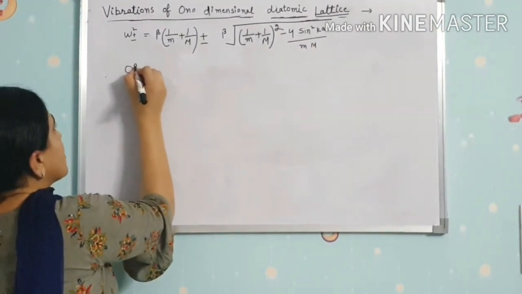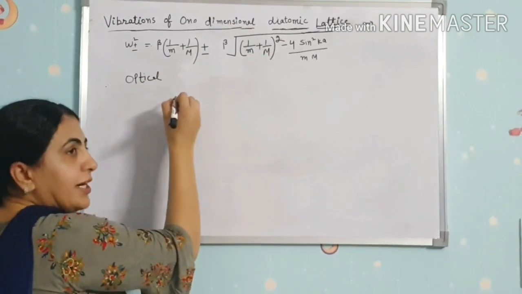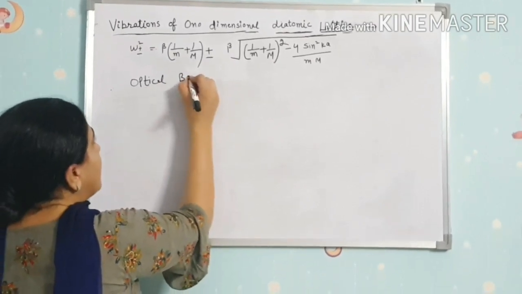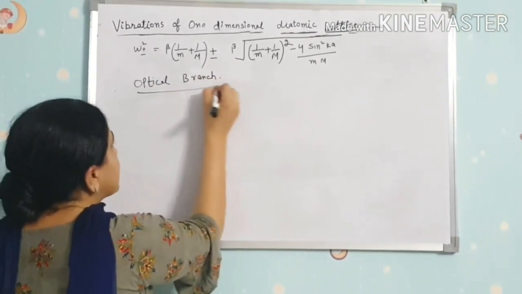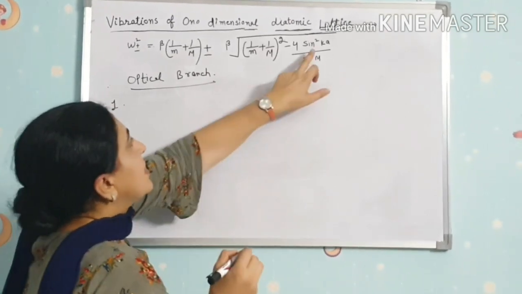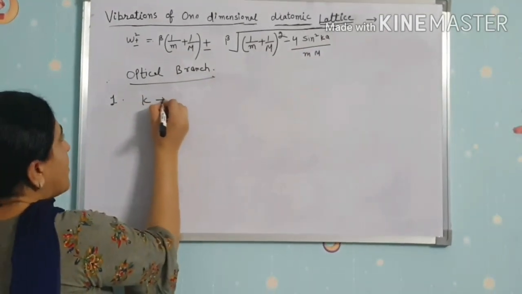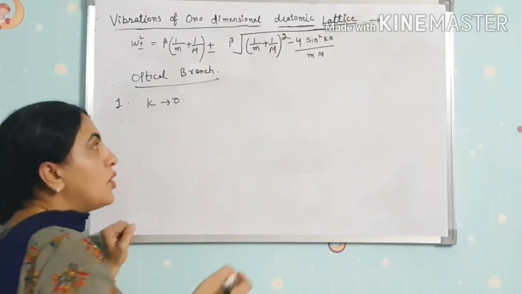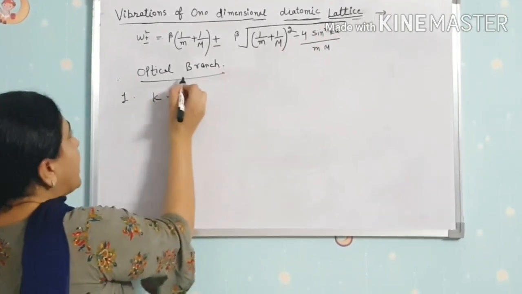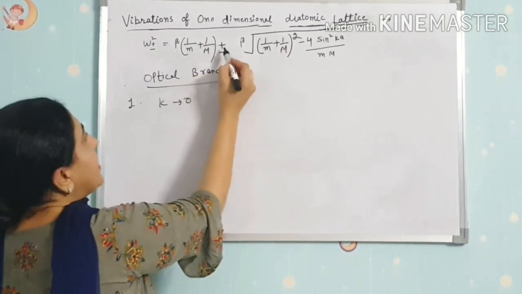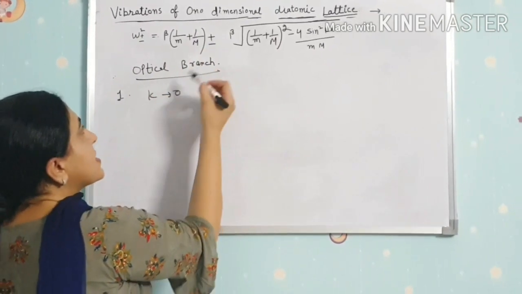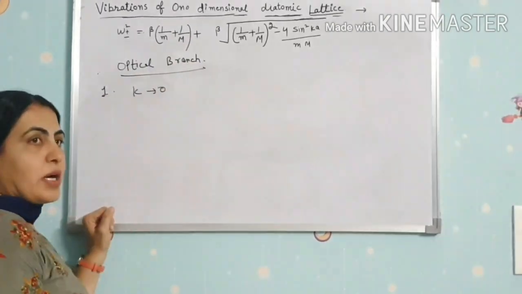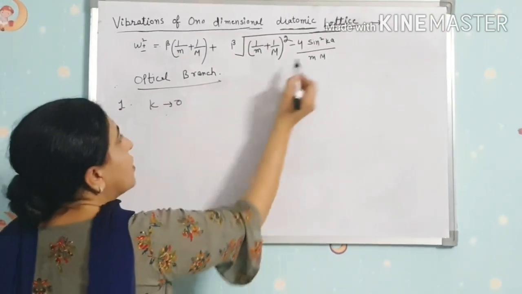So optical branch, and why we call it optical branch we will discuss at the end of the lecture. First case, when k approaches 0, what about sine Ka? That approaches 0, so this term goes. Optical branch is for frequency when there is a plus sign, and acoustic branch is when there is a minus sign. So for optical branch this sign is positive. So when k is 0, sine is 0.